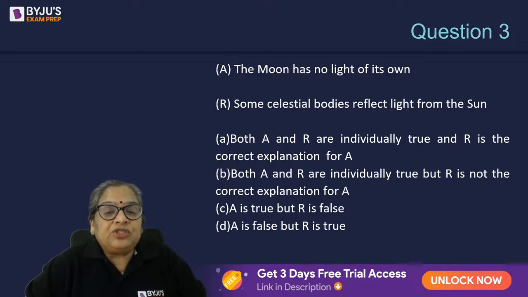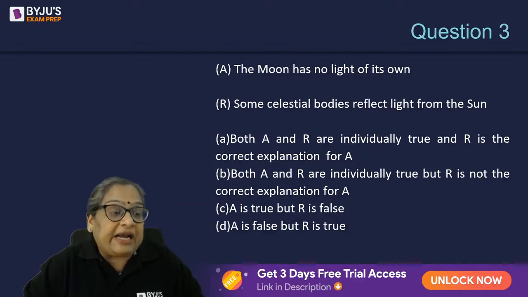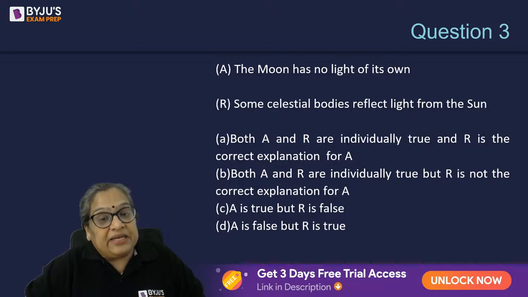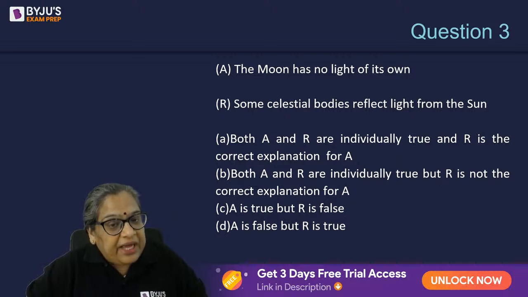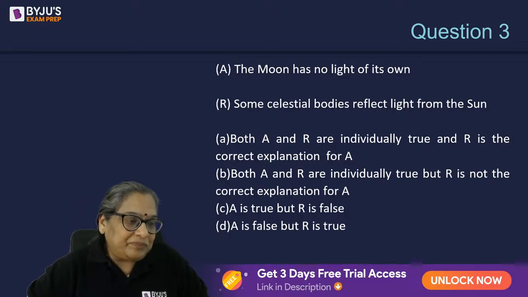The moon has no light of its own, true or false. Some celestial bodies, heavenly bodies, reflect light from the sun, true or false. Is R the correct explanation for A? Then mark A, otherwise B. If A is true, R is false, C. If A is false, R is true, D. Question 3. Give me your answers.